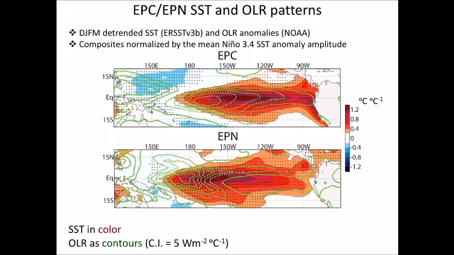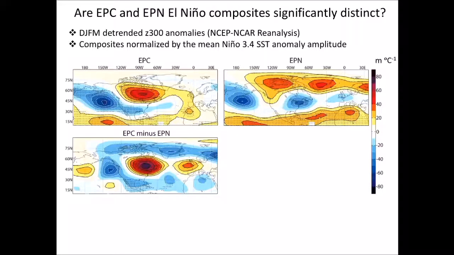But if we look at the SST pattern, we can see they're not dramatically different, although the non-convective Eastern Pacific events tend to be shifted about 30 degrees to the west. The OLR patterns, however, are dramatically different. So you can see, as we'd expect, for the convective Eastern Pacific events, the negative OLR anomalies extend all the way east towards the South American coast, whereas for the non-convective Eastern Pacific events, they're more confined to the dateline region. Okay. So now the question: are the teleconnection patterns distinct?